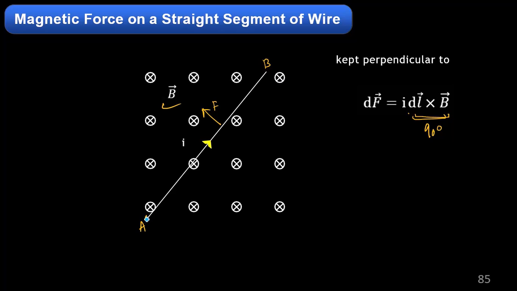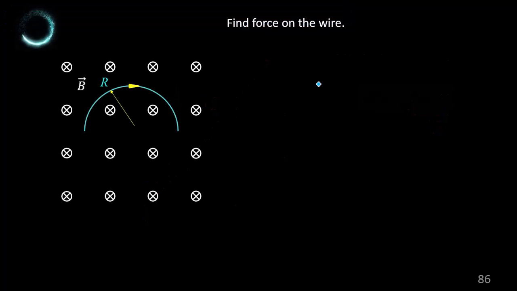So that means the force remains the same. If I say point A or point B, at each and every point the force acting is the same, because B remains constant. But if B is changing between point A and B, then the force is going to vary. Let us say I want to calculate the force on this wire.